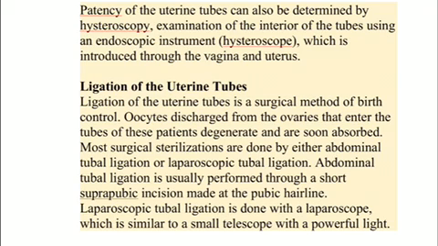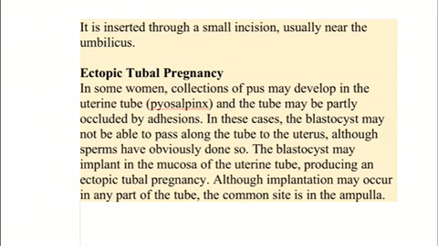Laparoscopic tubal ligation is done with a laparoscope, which is similar to a telescope. The laparoscope has a powerful light. The laparoscope is inserted through a small incision, usually near the umbilicus.